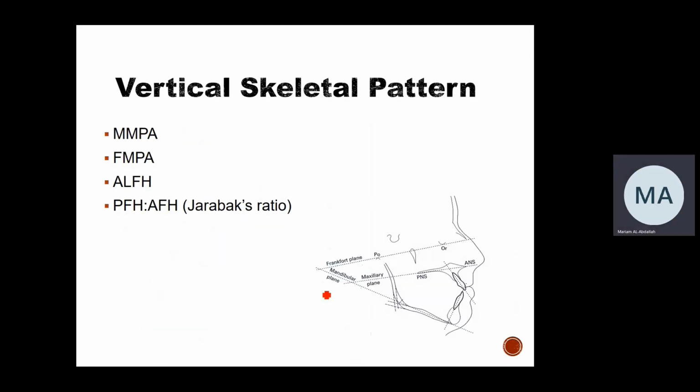Now we come to the vertical skeletal pattern. For the vertical skeletal pattern, we can have 4 measurements. The angle between the maxillary plane and the mandibular plane, the maxillomandibular plane angle, the Frankfurt mandibular plane angle, the anterior lower facial height, and the ratio between the posterior facial height and the anterior facial height, which we call Jarabak's ratio.